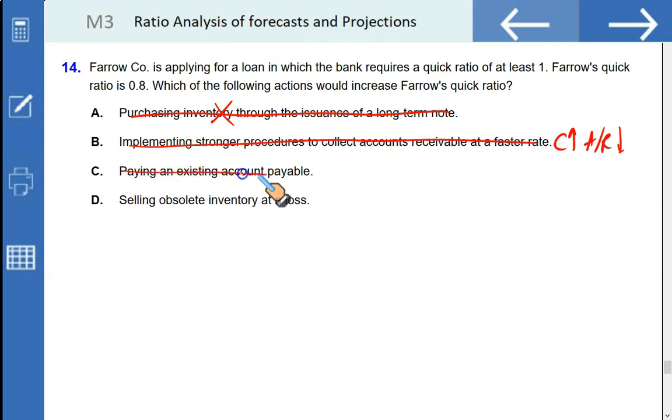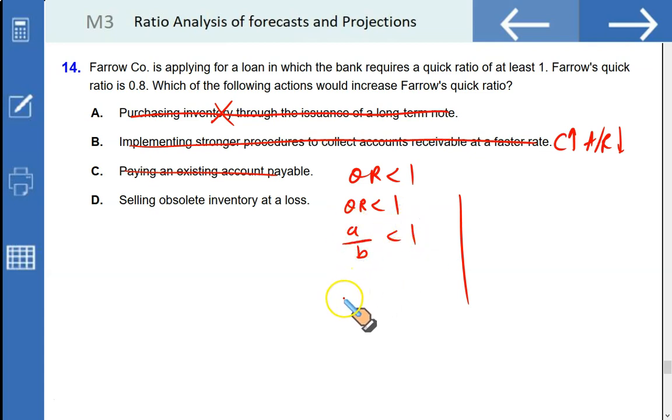Paying an existing accounts payable. Now this is very interesting, it requires discussion. Right now your quick ratio is 0.8, which is less than 1. Whenever your ratio is less than 1, and a transaction results in a change in the numerator and denominator, this is a very helpful concept. If the quick ratio is less than 1, like A upon B is less than 1, and a transaction is entered into which causes a reduction in the numerator and denominator by the same amount, the ratio will deteriorate.